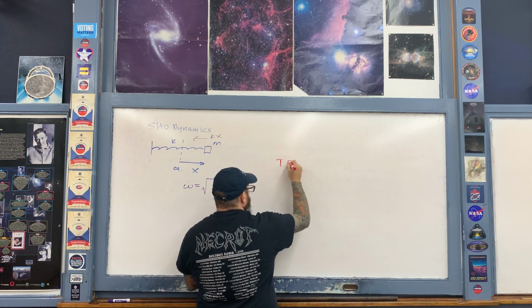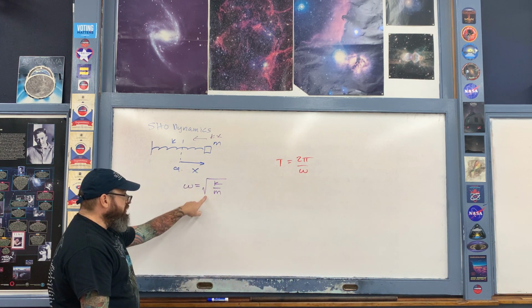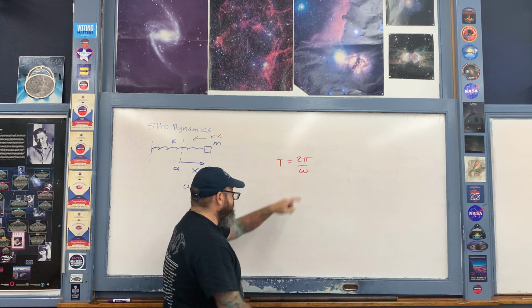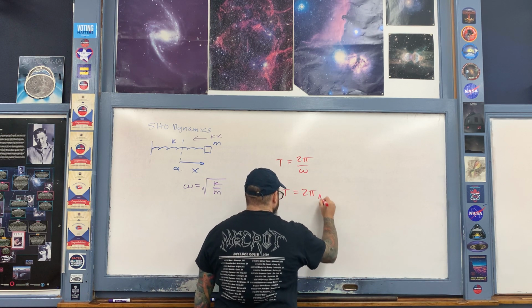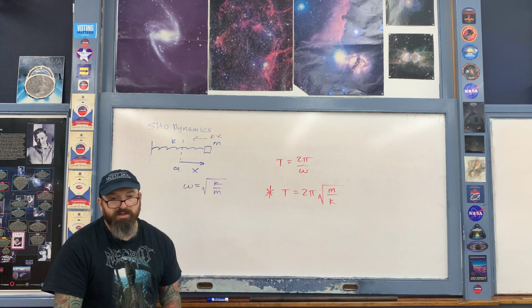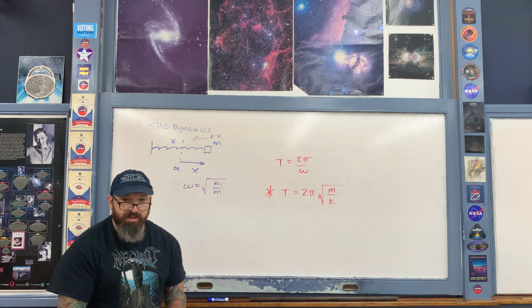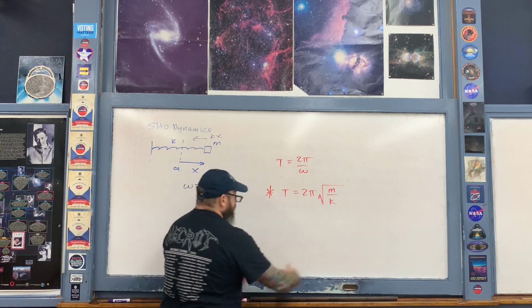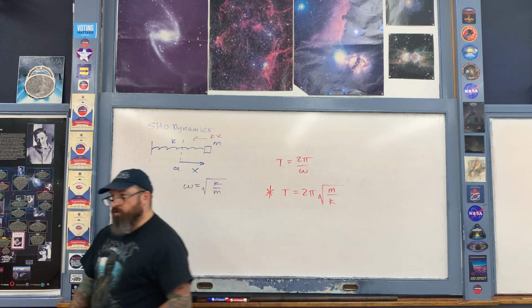Now the period is 2 pi divided by omega. So let's go ahead and take this new expression for omega and put it into the denominator here. When we do, we end up with this expression here. So the period of the oscillation depends upon two things. It depends upon the mass of the object m and the spring constant k. So let me now go ahead and demonstrate this expression to you by manipulating a couple of different variables.